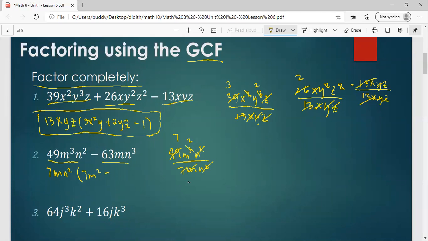And then minus, so this will be divided by the GCF. So we have 63mn cubed by 7mn squared. 63 by 7 is 9. And then m and m are cancelled. 3 minus 2 is 1, so this will be n. So we have 9n. So this is minus 9n. And these are the factors.